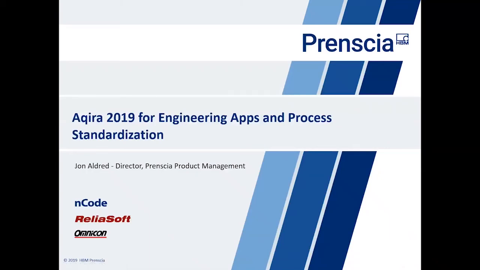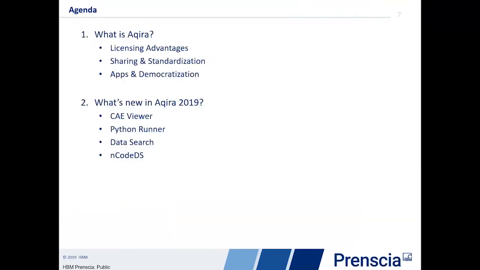And today we're going to be looking at Aqira 2019 for engineering apps and process standardization. So to give you a quick outline, we're going to start with an overview of Aqira for those of you who are less familiar with the product. And then we'll move on to covering some of the new capabilities that we've released recently as part of the 2019 version.